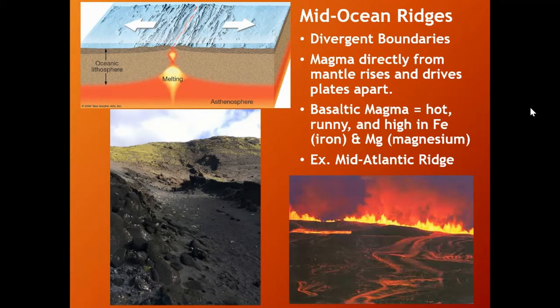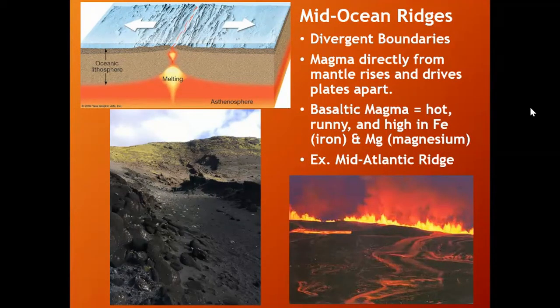Of course, the Mid-Atlantic Ridge is an example of this. Iceland is one example that's above the Earth's surface. You're seeing a picture on the lower left from Iceland, and then the lower right as well. This magma is not from melted crust. This magma is from deeper in the mantle, and it rises up to the Earth's surface and splits apart the ocean's crust.